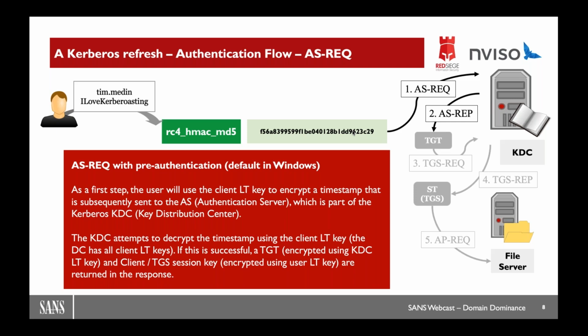What does the domain controller do? Well, the domain controller stores all of the secrets. So it also has the NT hash of Tim Medin. It also has all of the encryption keys of Tim Medin. So it will then try to decrypt the timestamp to validate whether this is indeed a timestamp that was encrypted by Tim Medin. Very straightforward if you think about it. It's a very simple mechanism, if you will. What is returned is a TGT.